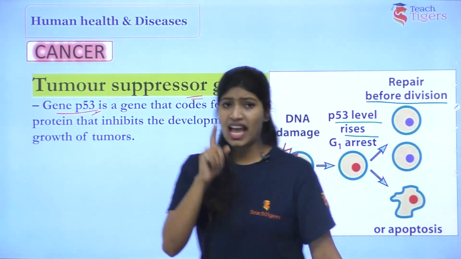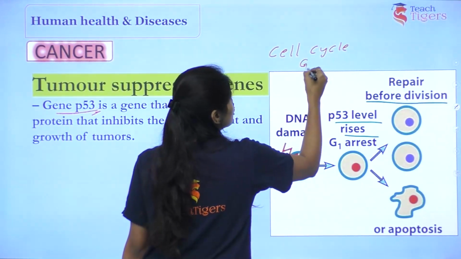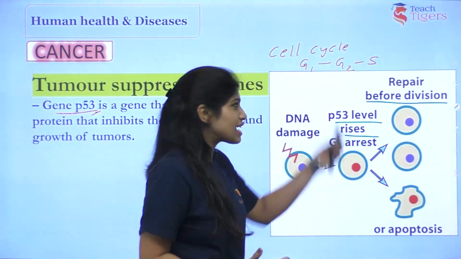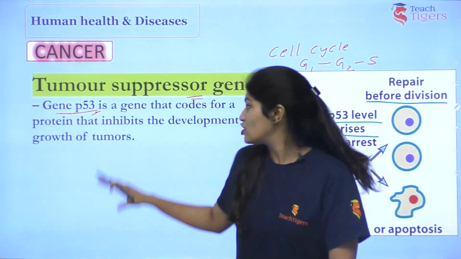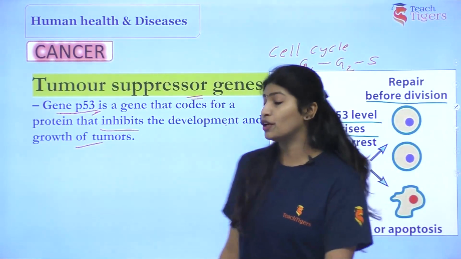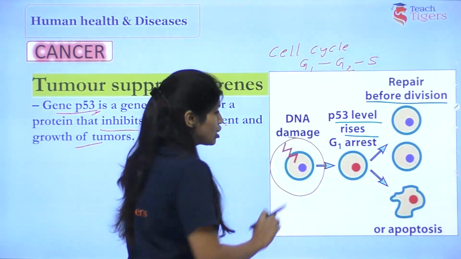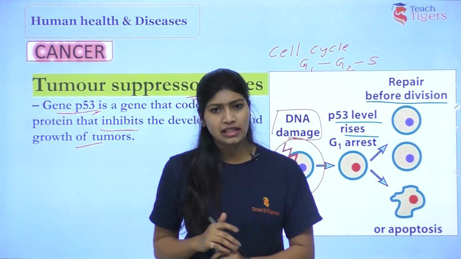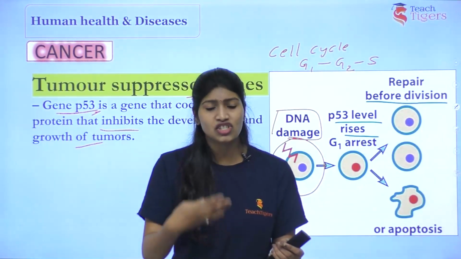How will they do that? As I already told you, cells have the cell cycle. You remember G1, G2, S phase, G0 phase, M phase, mitotic phase, S phase, synthesis phase, gap 1, gap 2. So here, the P53 gene, protein 53, is a gene that codes for a protein that inhibits the development and growth of tumors. How will it do that? This is a normal cell, which has DNA inside the nucleus. If this DNA is damaged, generally this happens in our body also, some cells will get damaged, the gene or DNA gets damaged.